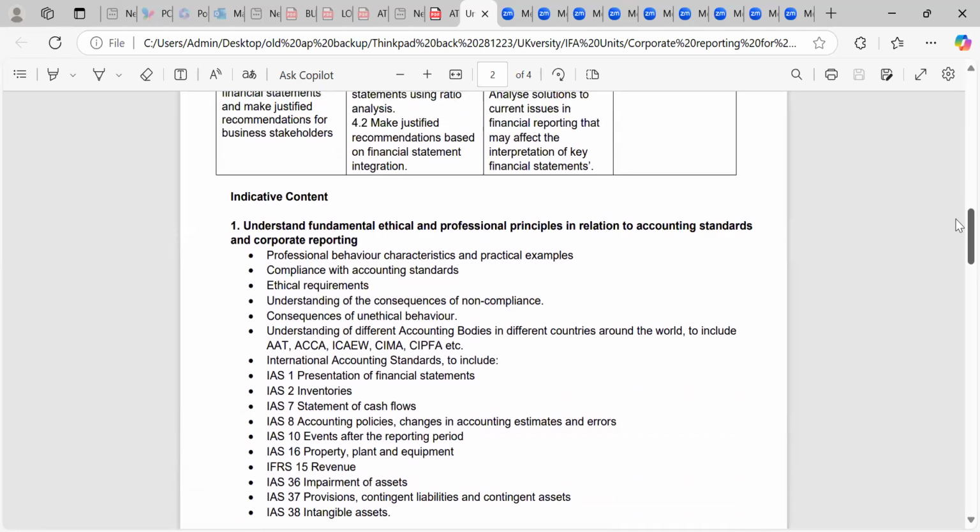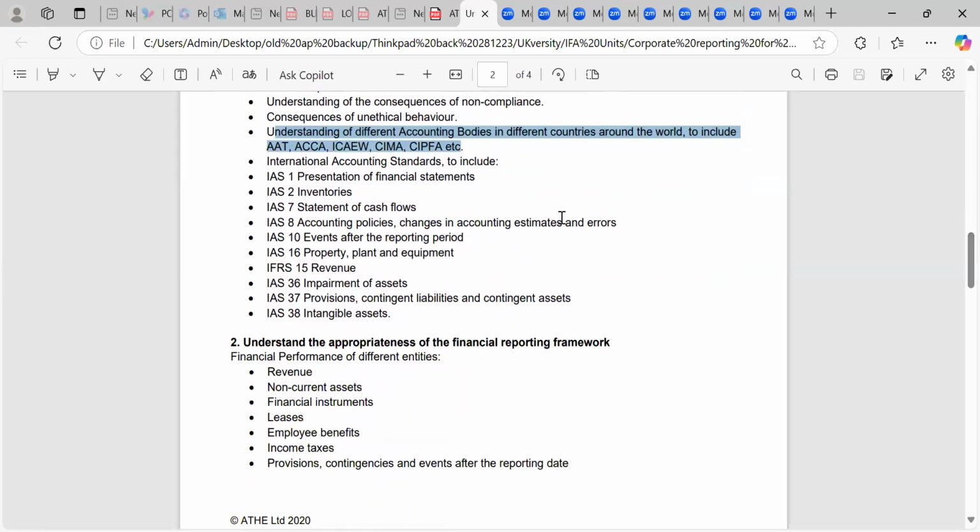LO1, the learning outcome, covers ethical and professional principles related to accounting standards and corporate reporting. We'll go through the five professional codes of ethics, remembered as popular people chat in office: professional behavior, professional competence and due care, confidentiality, integrity, and objectivity. We'll discuss different accounting bodies and go through International Accounting Standard 1, which is about the preparation and presentation of financial statements.